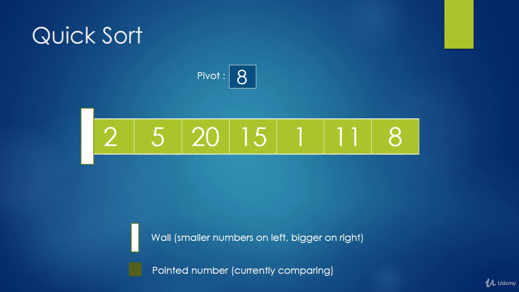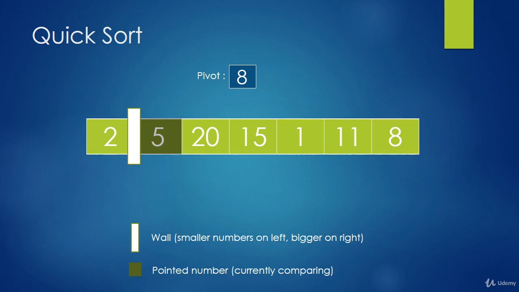So we compare the pointed number with the pivot. If it is smaller, we swap it with the first number behind our wall and move our wall by one number. If it is bigger, we just move on to the next number. So let's do this. 2 is smaller than 8, so we swap it with the first number behind our wall, but in this case 2 is already the first number behind our wall, so we just move the wall by one number.